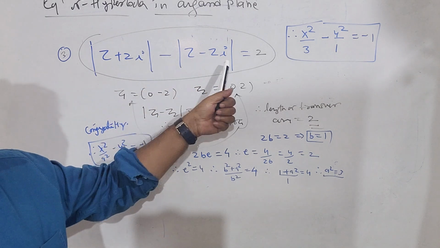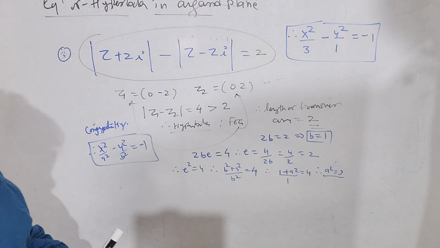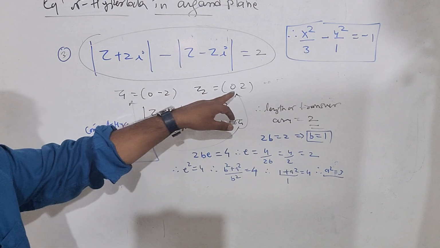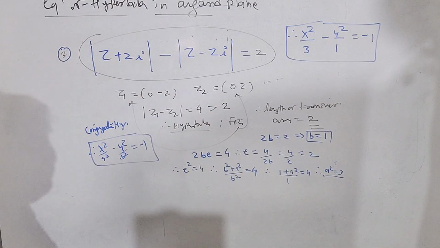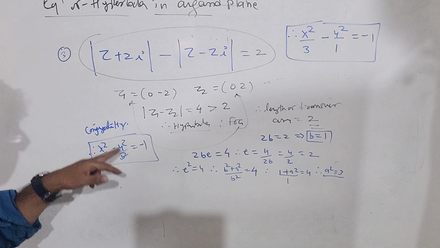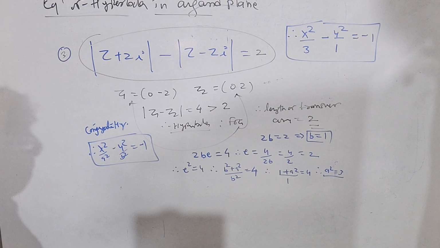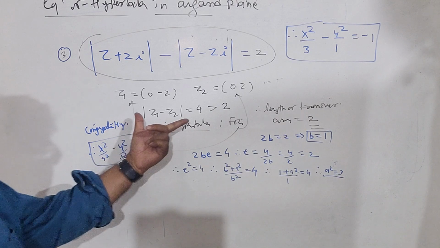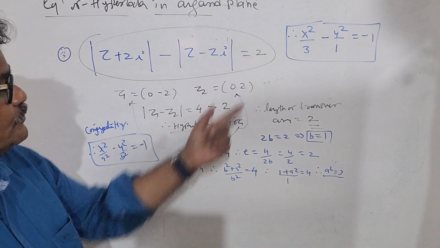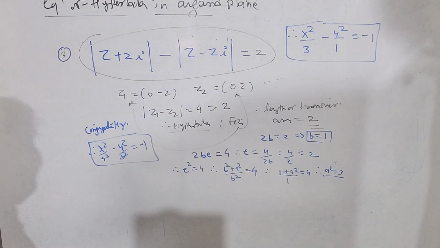This is the equation of the hyperbola in complex form. First you should know that this represents the hyperbola with the foci at (0, −2) and (0, 2), that is, the foci are lying on the y-axis, therefore it is a conjugate hyperbola. Its equation must be of this form, x²/a² − y²/b² = −1. Why is it a hyperbola? Because this condition is satisfied: the distance between the foci is greater than this 2, that is the length of the transverse axis. Okay, fine.